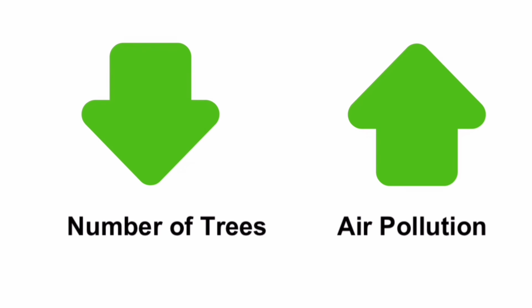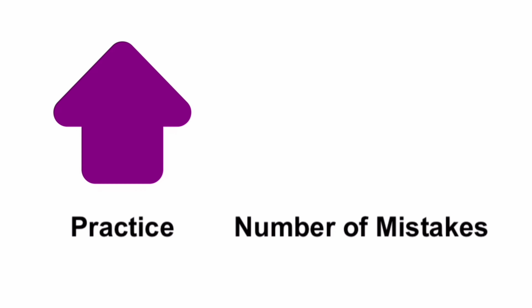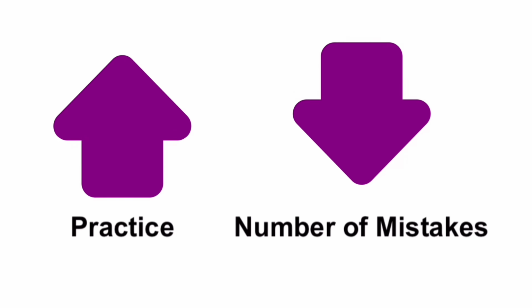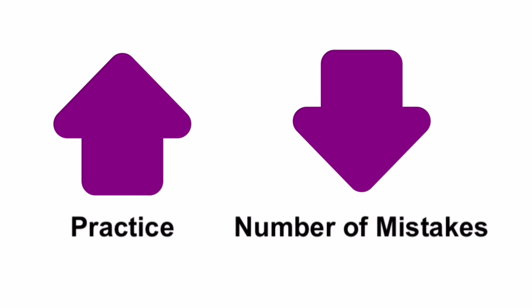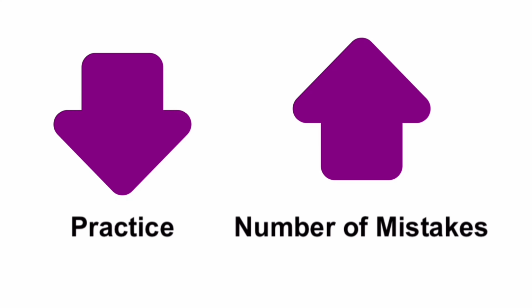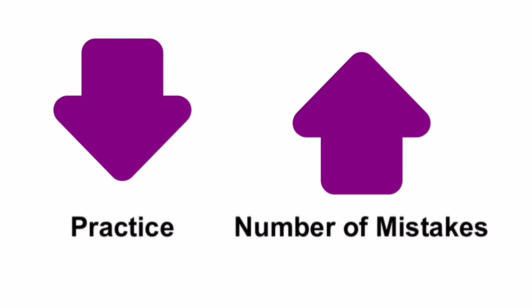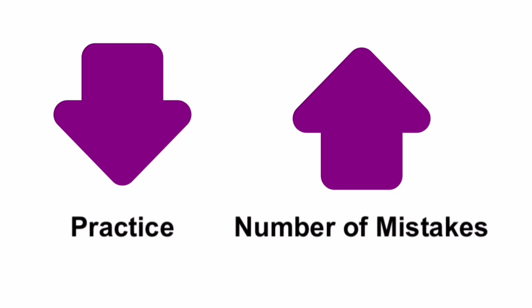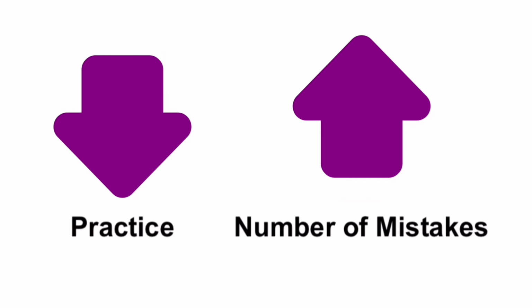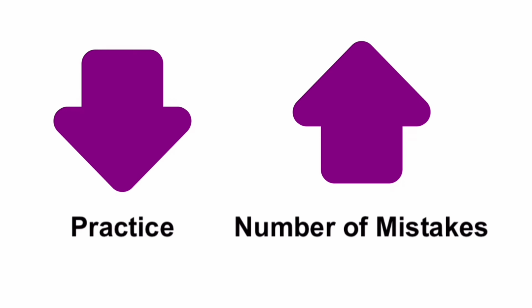Now let's look at another example. Practice and the number of mistakes are inversely proportional to each other, which means that the more we practice, the fewer mistakes we commit. On the other hand, the less we practice, the more mistakes, or we have a higher probability of committing mistakes if we have less practice. So these two are inversely proportional to each other.